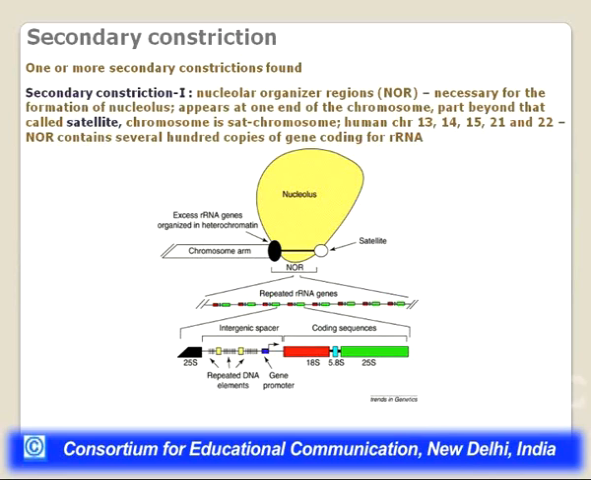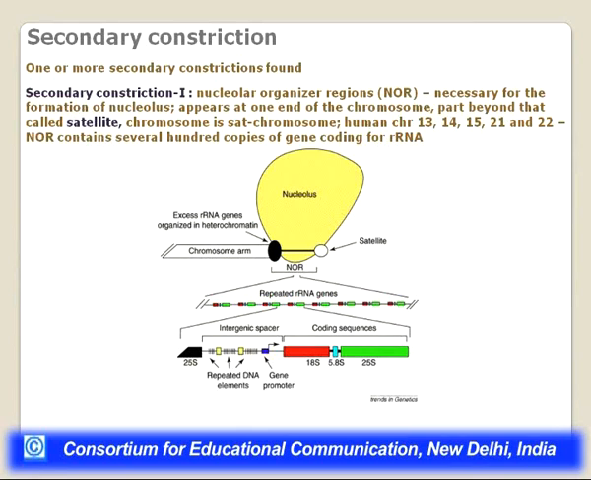The secondary constriction is called the nucleolar organizer region, which is necessary for the formation of the nucleolus. It appears at one end of the chromosome, the part beyond it being called the satellite. So, as I told you, there is a chromosome chromatid, then there is a primary constriction, which is the centromere, and there is a secondary constriction. The part of the chromosome after the secondary constriction till the telomere is said to be the satellite.